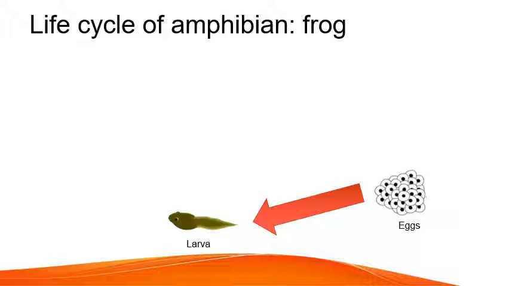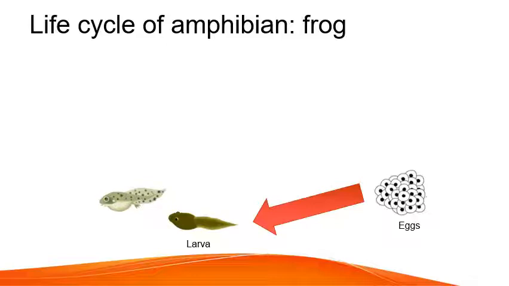A larva is any animal where the young is different from the adult. It's not just for insects. That's why the young of a frog is called a larva, but a lot of people call them tadpoles. It's just like for the mosquito, the young is called the larva, but you can also call it a nymph. So that's why the young of a frog is called larva here.